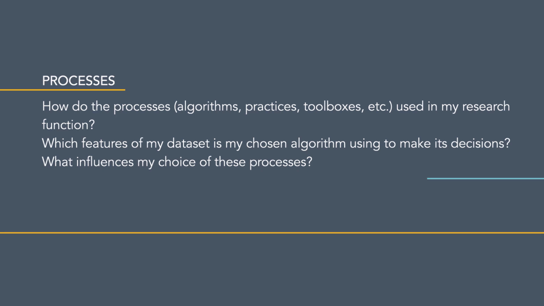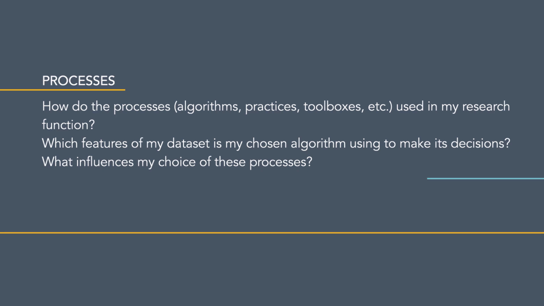Which features of my dataset is my chosen algorithm using to make its decisions? We were thinking here of well-documented cases where algorithms have been proven to have been making simplistic decisions based on race or gender because of the datasets on which they were trained. Another way to think about this might be to ask yourself, is there any part of the dataset that I think should not be used to make these decisions? So, while it might be difficult for a researcher using a deep learning approach, for example, to answer these questions, we still feel it's important that they are asked.